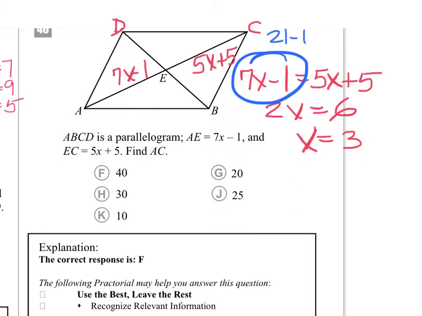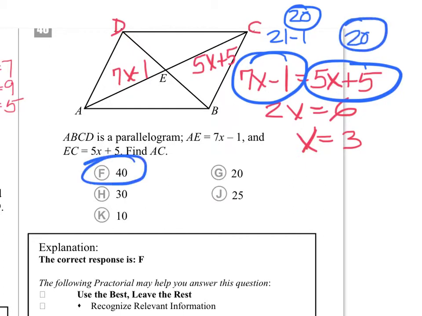21 minus 1 is 20. And then for this one, 15 plus 5 is 20. Add them together and get 40.